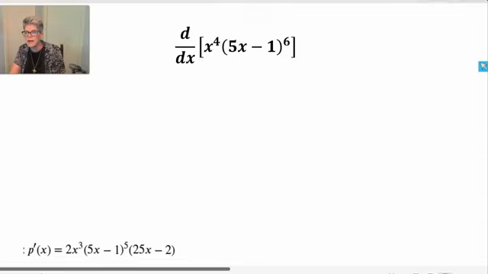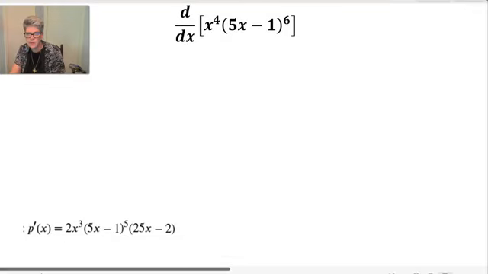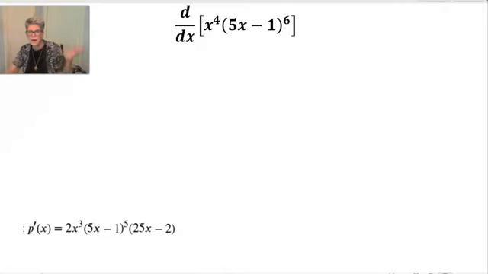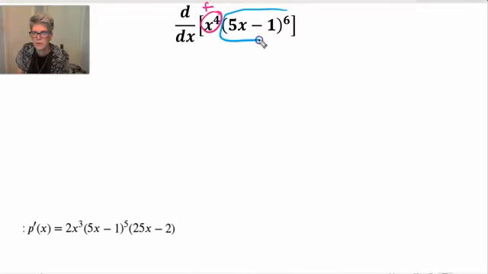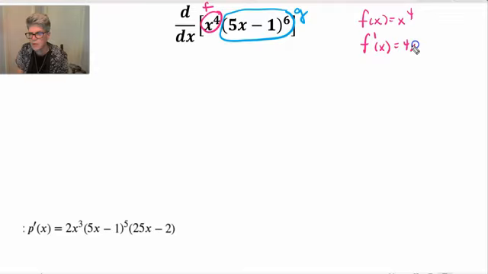Okay, this one I am going to use the product rule and the chain rule combined. So I see a product here, and I'll call this one F, and I'll call this one G. So we'll start with the easy one. The derivative of f is going to be 4x cubed.